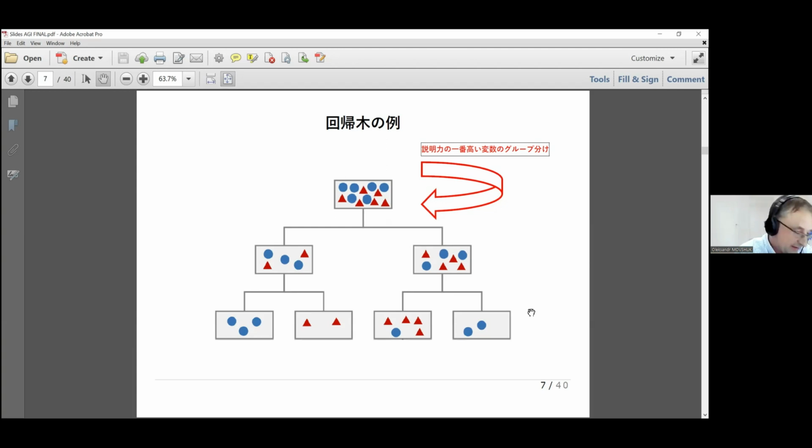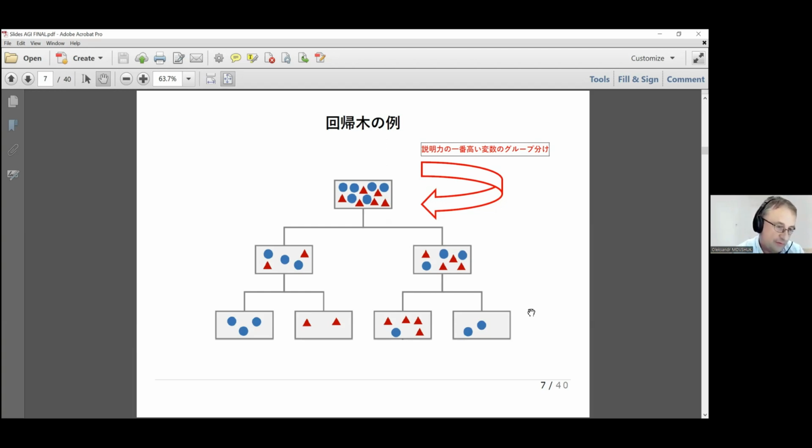This is a very simple example, and the machine learning models are much more complicated, but basically many of them combine a lot of regression trees. The number of regression trees could be 500, 1,000. I'll show you the result shortly.